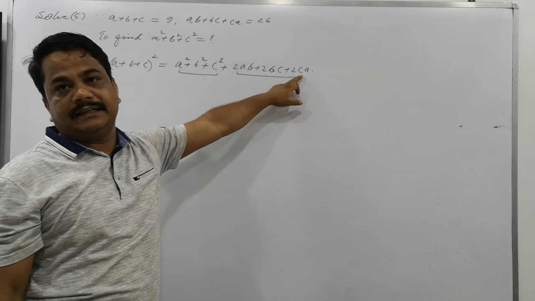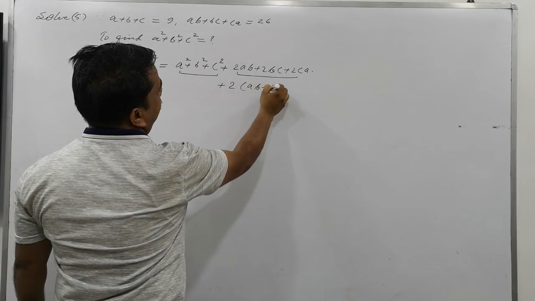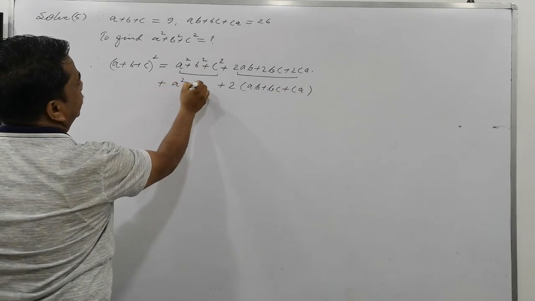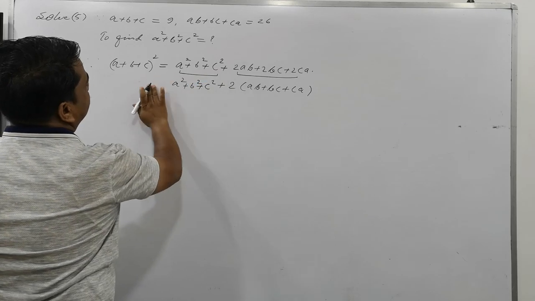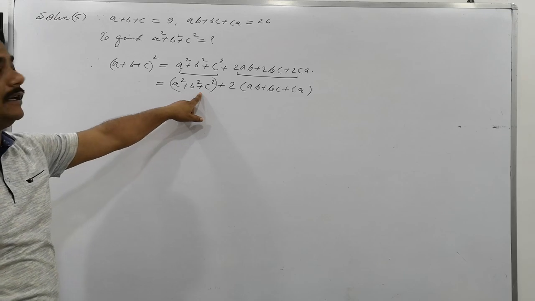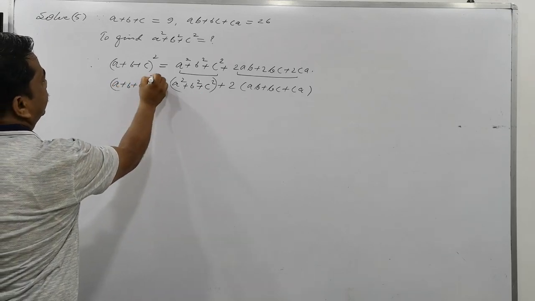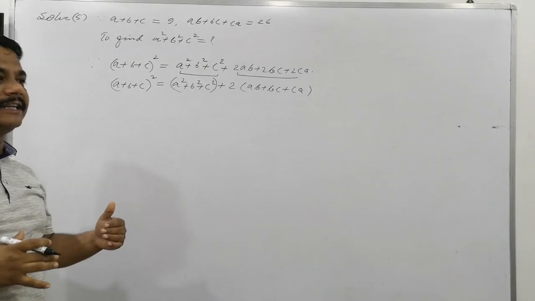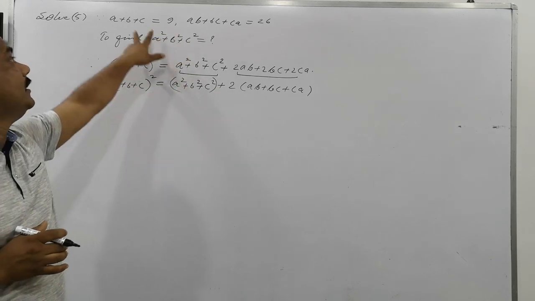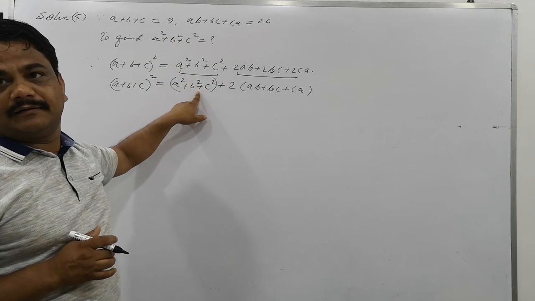AB, BC, CA, right? This could be written as 2 common, AB plus BC plus CA, and here it is A square plus B square plus C square. Is that clear? You may see this is the sum of squares, and A plus B plus C is also there. This is an algebraic expression in which all the terms are involved. This term is there, and this term is there, and this term is there.